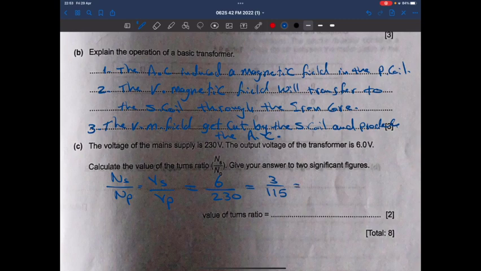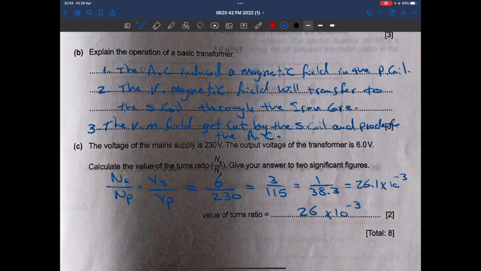In the calculator, it gives me 26.1 times 10 power negative 3, right? And they ask you to write it in two significant figures only. So I'm going to write it as 26 times 10 power negative 3 to make it two significant figures.